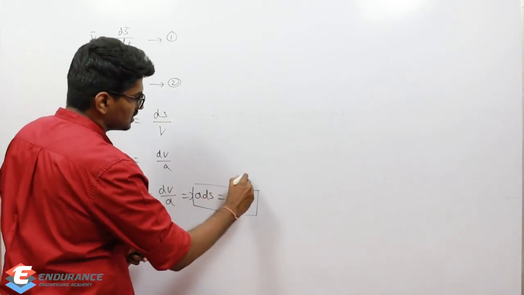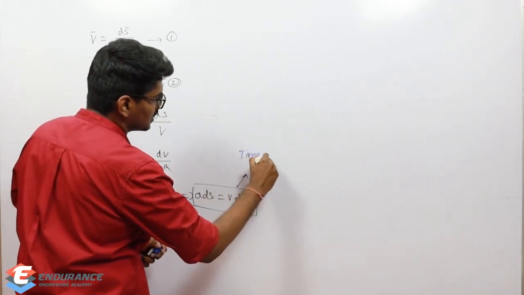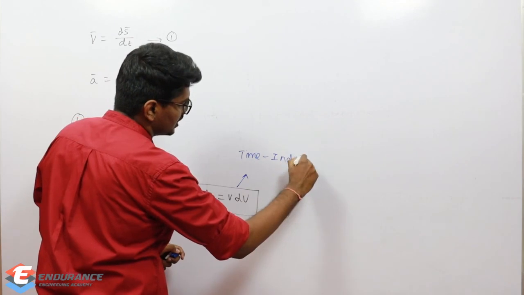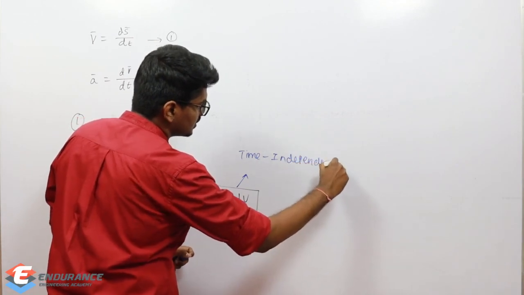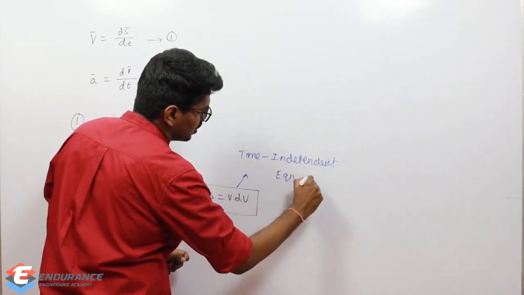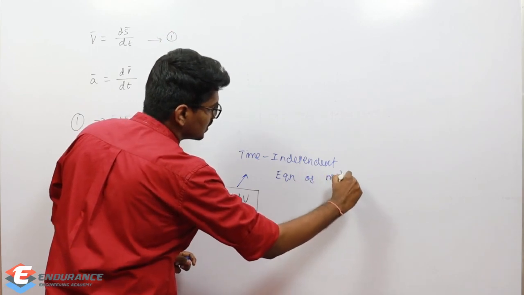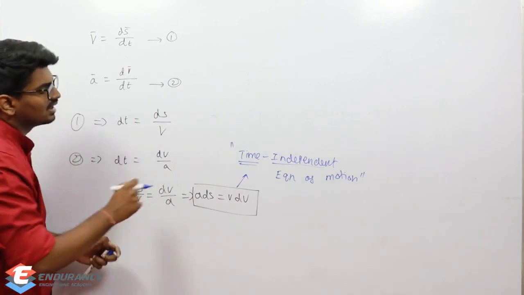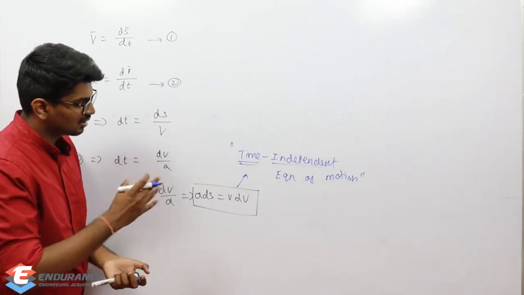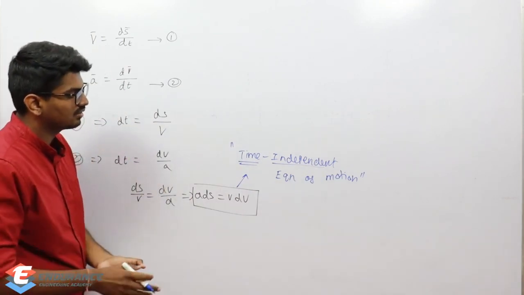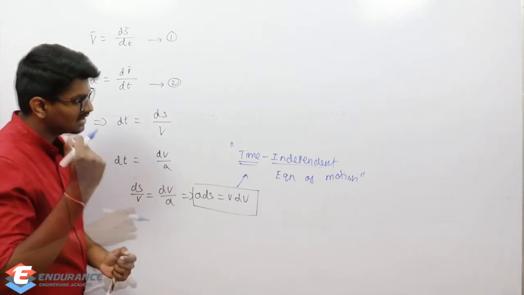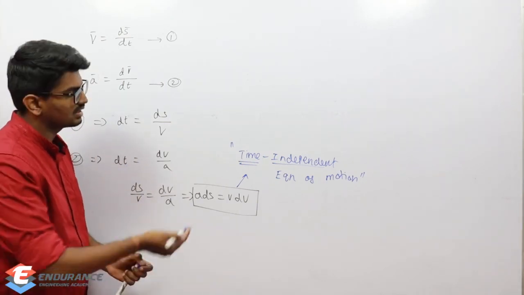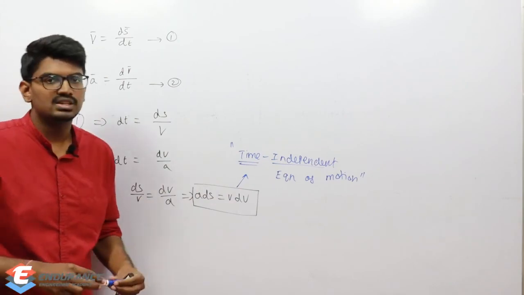This equation is called the time independent equation of motion. As you could see, it has velocity and acceleration, but it doesn't have any component of time. So that is why it is called the time independent equation of motion.